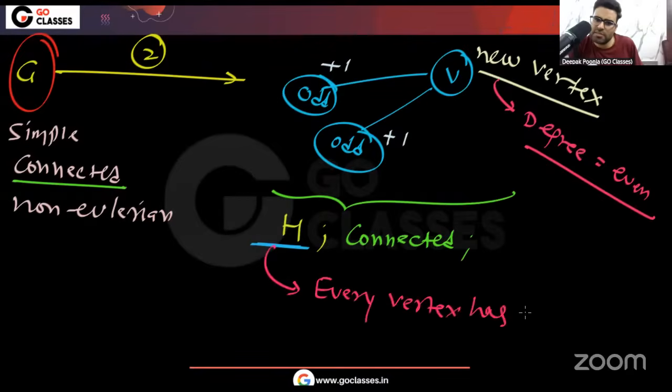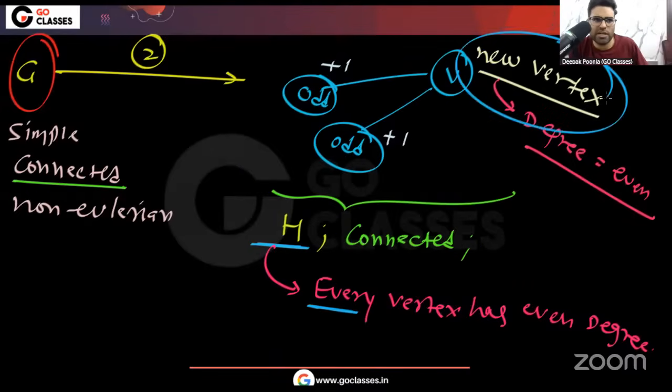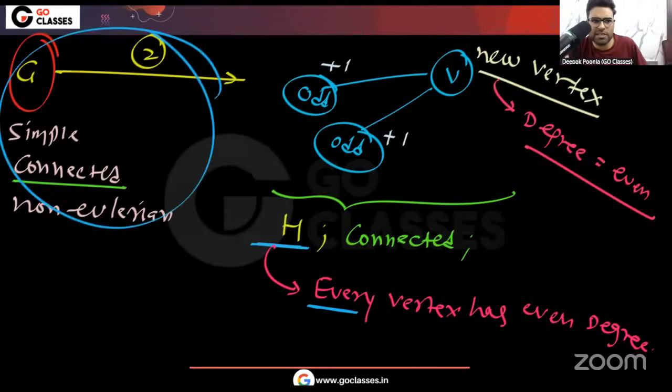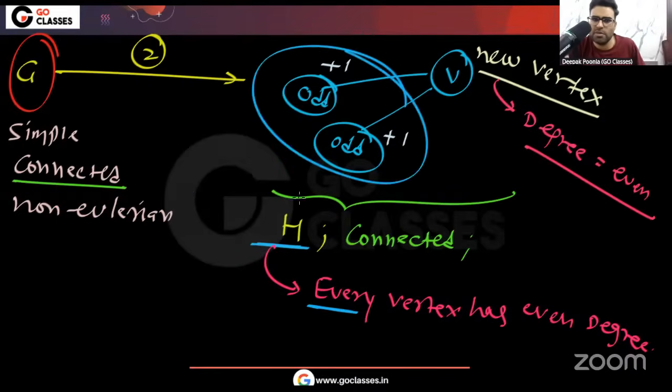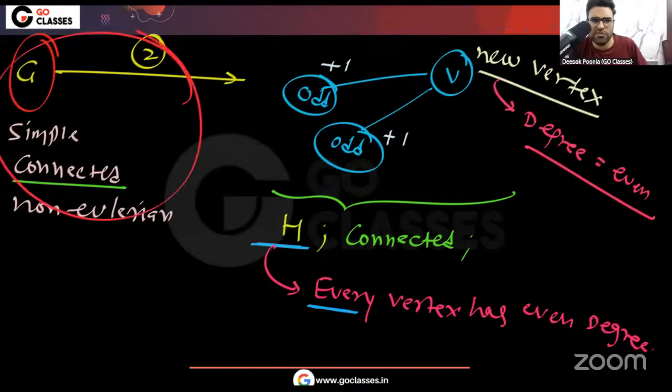Every vertex has even degree. Yes or no? I hope you understood this point, that in this new graph H that we have created, every vertex has even degree. The new vertex that you are adding also has even degree. And all the previous odd degree vertices, their degree has increased by plus 1, so now they have become even degree vertices. And also all the previous even degree vertices are unaffected, unchanged. So I can say their degree is also even. So in this new graph, every vertex has even degree.